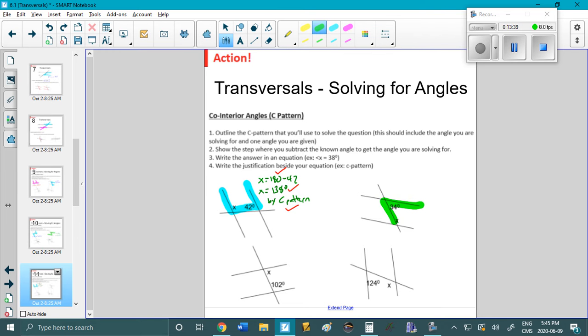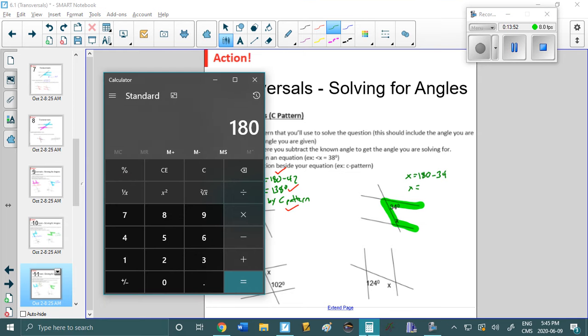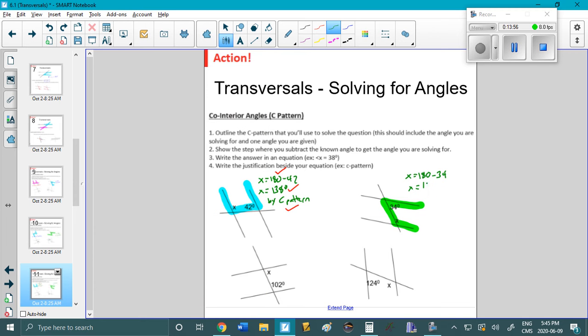We've got C pattern again. And yes, this is repetitive. I've tried this in the past and it's worked out well. It helps students remember. So 180 minus 34. 180 minus 34 is 146 degrees by C pattern. Again, 3 marks. Show me all 3 parts.